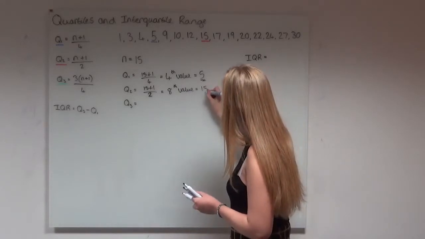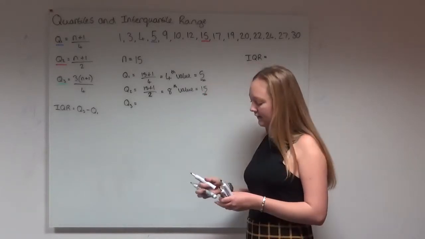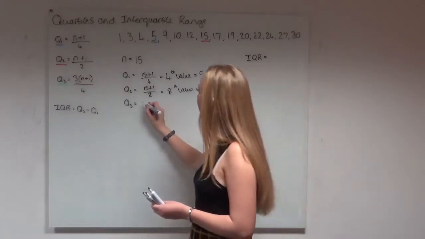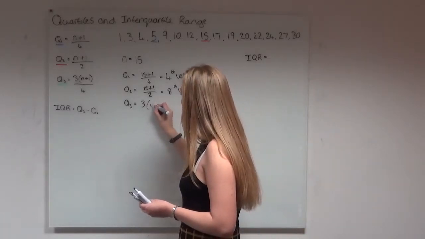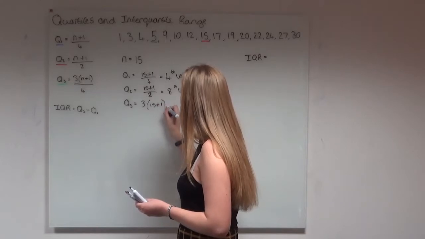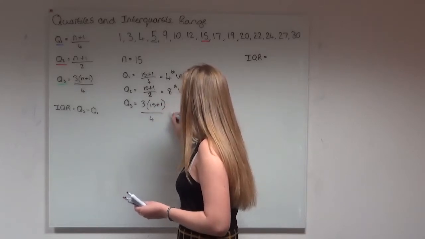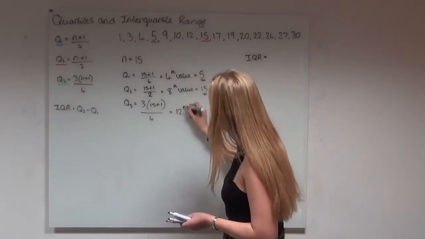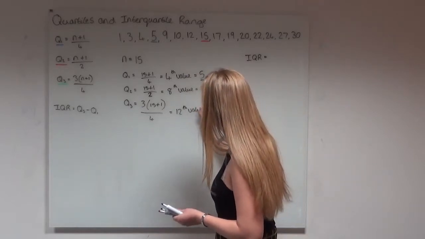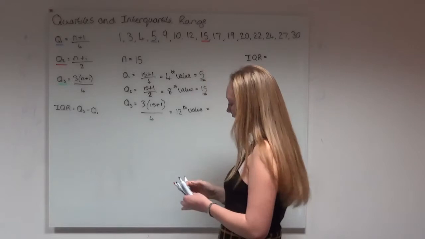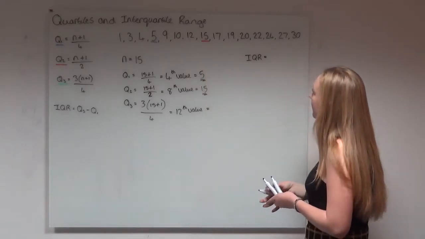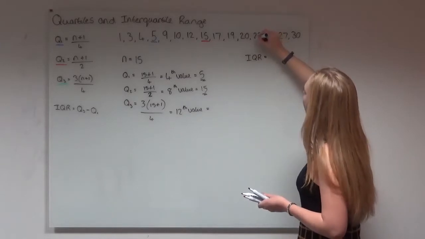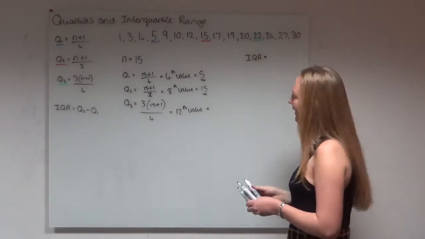Then the third quartile is essentially finding three quarters of the way in, so this time we're doing 3 times (n plus 1), 15 plus 1, over 4, which gets us a value of 12. So now we know we're looking for the 12th value in the data set for the value of our third quartile. So again, we just count another 4 across from the 15, so 8, 9, 10, 11, 12, and that gets us a value of 22.